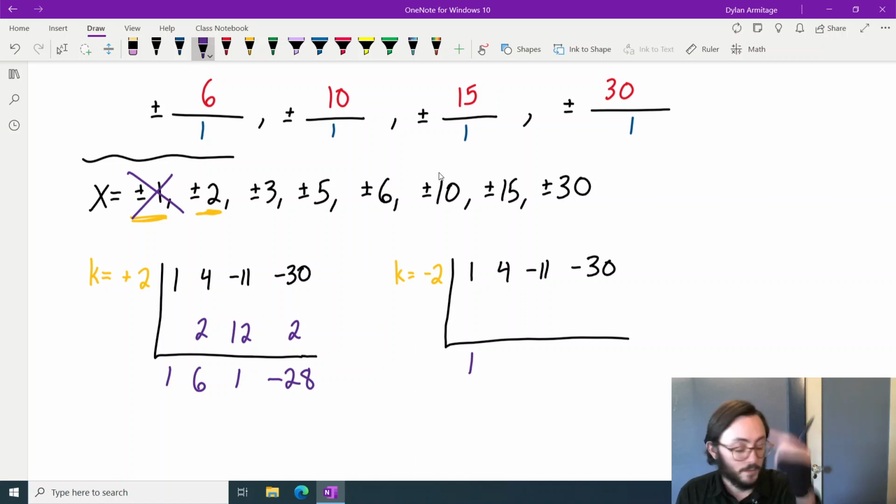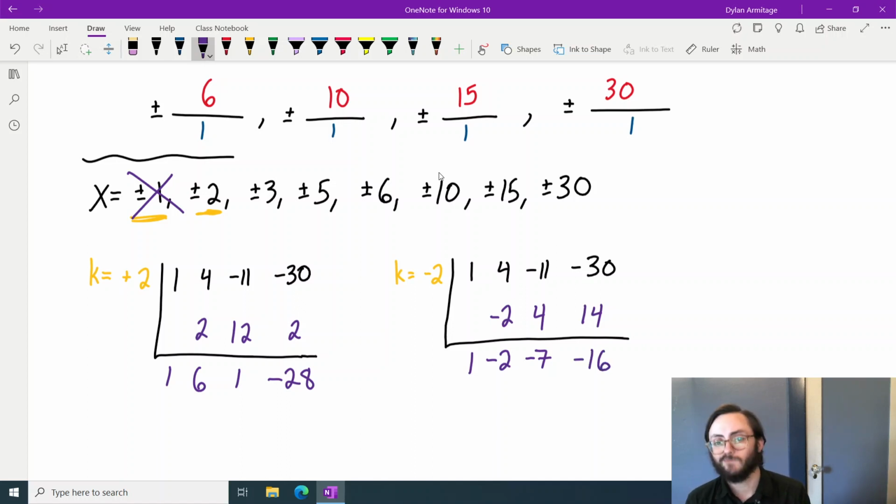Bring down the 1 for testing negative 2. Negative 2 times 1, negative 2. 4 plus negative 2 is 2. Negative 2 times 2 is negative 4. Negative 11 plus negative 4 is negative 15. Negative 15 times negative 2 is 30, which is also not 0, so that one's gone.